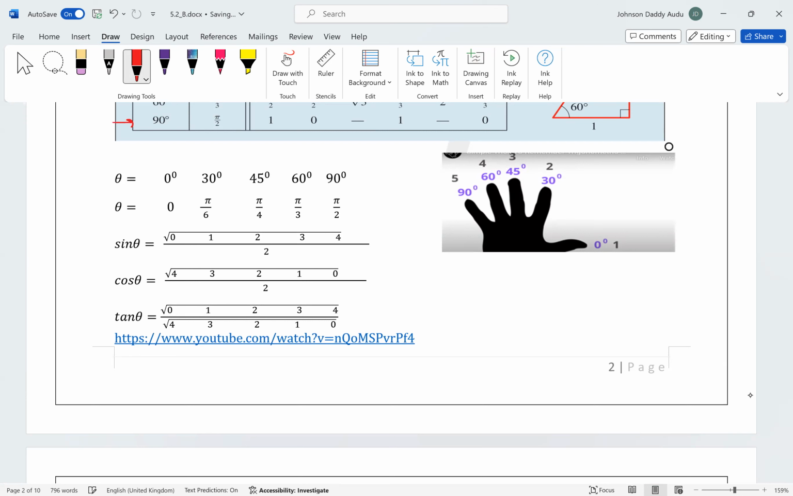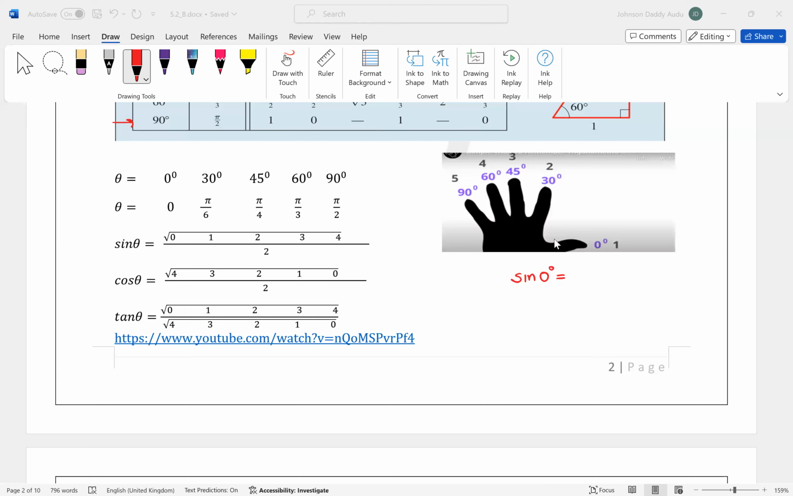So we can use our fingers, as you can see. Here we call it what? 0 degree. You start labeling your fingers from 0, 30, 45, 60, and 90. So if you want to deal with, for example, sine 0 degree, all we need to do is you count the number below the finger. And then what do you do? You take the roots.